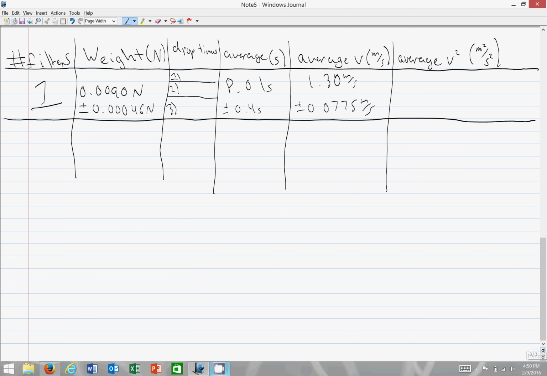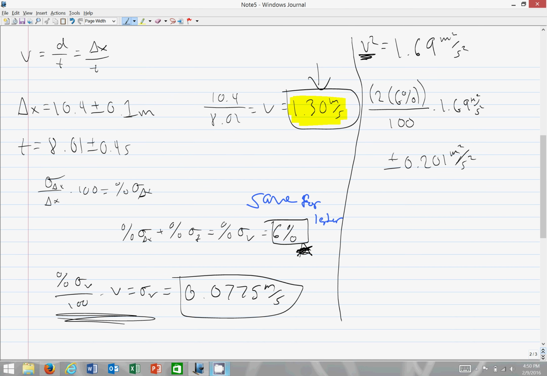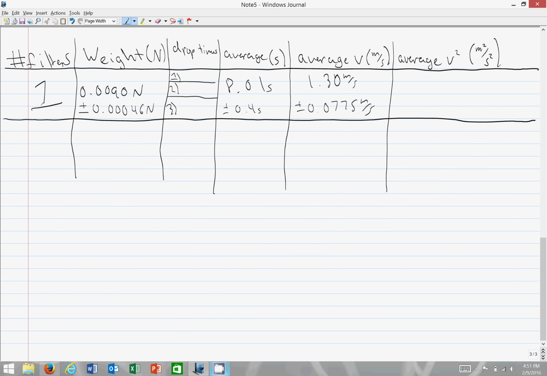So now I'm going to go ahead and fill out my little page here using these numbers that I just got. This one right here and this one right here. I find that my velocity squared is 1.69 meters squared per second squared, plus or minus what I just calculated to be 0.201 meters squared per second squared.